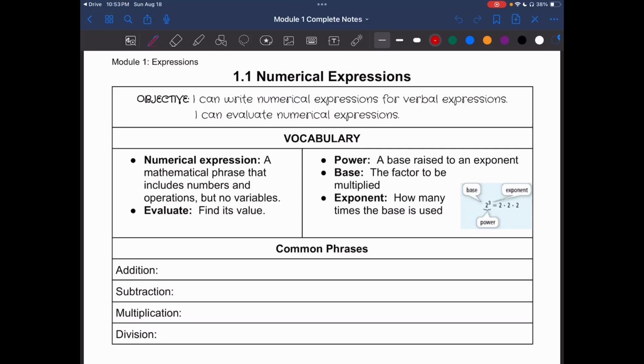Hello, and welcome to today's lesson, Module 1.1, Numerical Expressions. Our objective is to write numerical expressions for verbal expressions, and to evaluate numerical expressions.